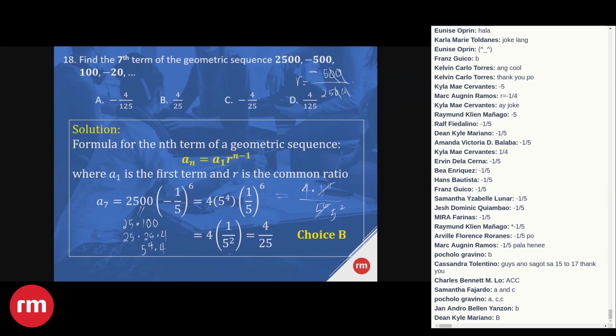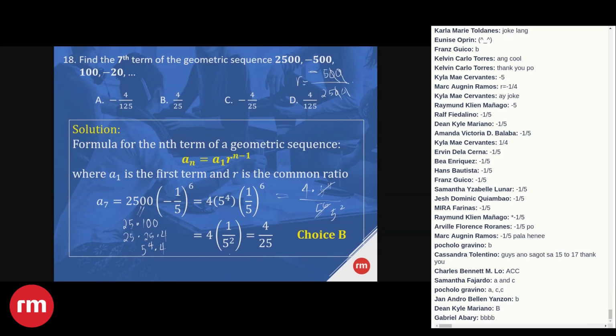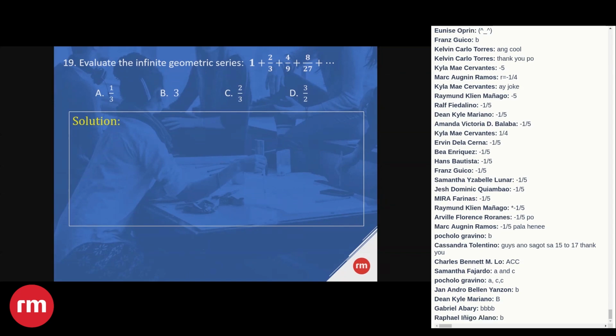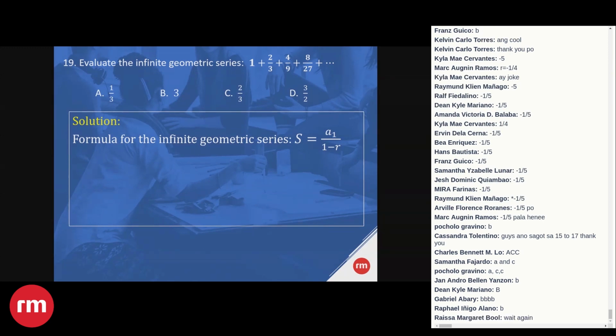Dali lang pala. Okay, so this is just your geometric sequence. You just have to remember the formula in finding the nth term of a geometric sequence. Okay, number 19. Evaluate the geometric series 1 plus 2/3 plus 4 over 9 plus 8 over 27. This is an infinite sum. But there is a formula for evaluating the infinite sum of a geometric series. And the formula is a sub 1 over 1 minus r.